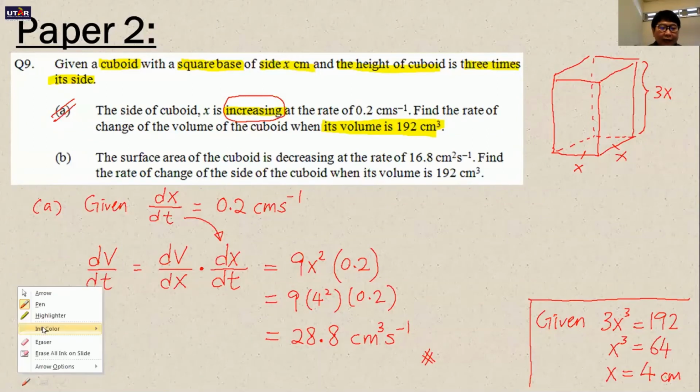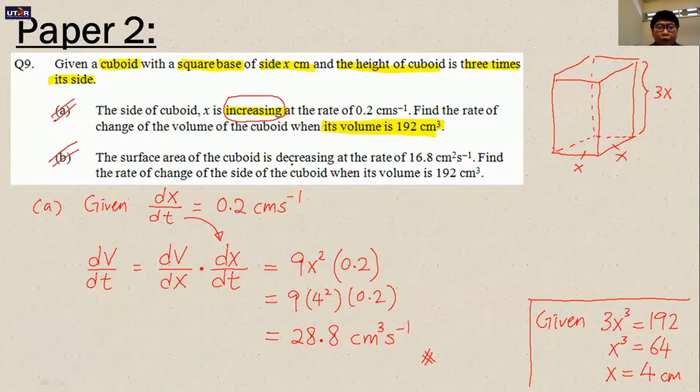Look at part B. The surface area of the cuboid is decreasing. So now, be careful, this keyword is decreasing. I would like to find the rate of change of the side of the cuboid when the volume is 192. Since given the same info, the volume is 192, we will use it later. We are going to use this one again.